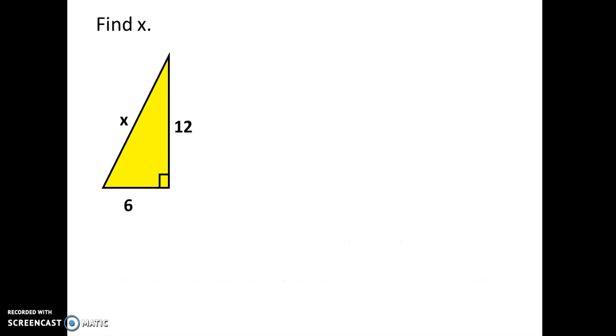Let's find the measure x. First of all, is it a right triangle? Yes. Which side is this? It is the hypotenuse. So using a squared plus b squared equals c squared, we can rewrite it as 6 squared plus 12 squared equals x squared. So this leg squared plus this leg squared equals hypotenuse squared.